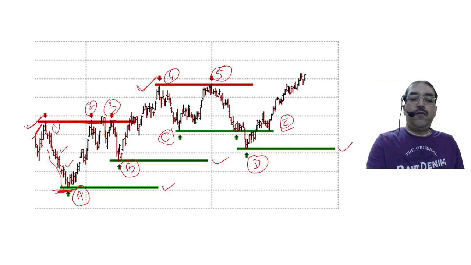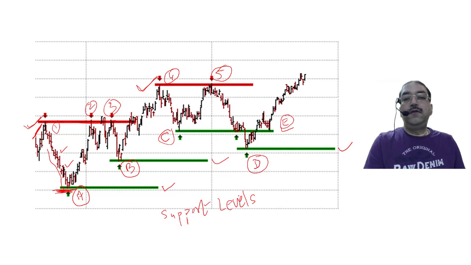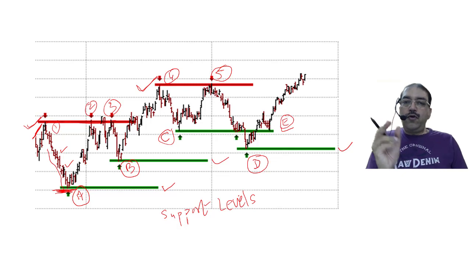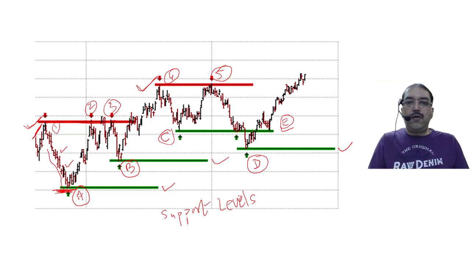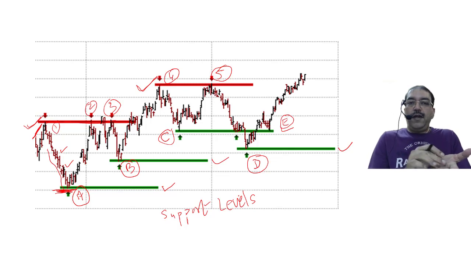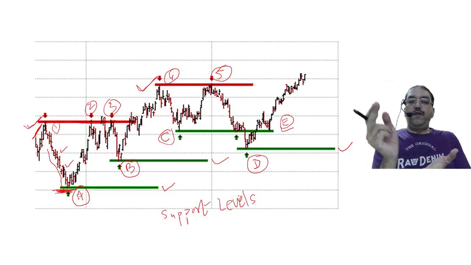So there is a support level. What is it called? All these green lines, they are called support levels. Support levels are rock bottom levels. And once the stock reaches that rock bottom level, it is likely to rebound. When you throw a tennis ball to the ground, what happens? It comes back again, isn't it? So it bounces back again. The support level is the price level where, after reaching the lowest point, the price bounces back.